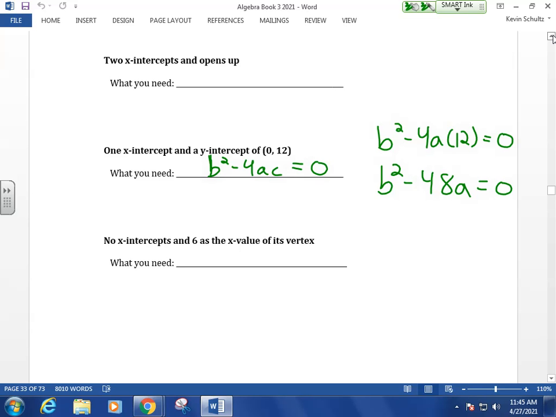48, 96, 144, 48 times 3. So our A value has to be 3. And what number squared equals 144? What's our B value need to be here? 12. Put it all together, and we get 12 squared equals 4 times 3 times 12.